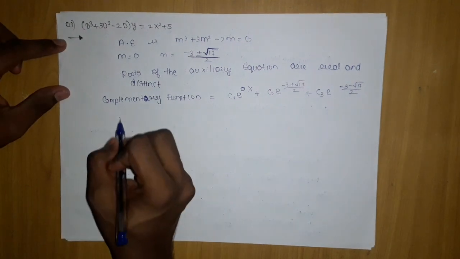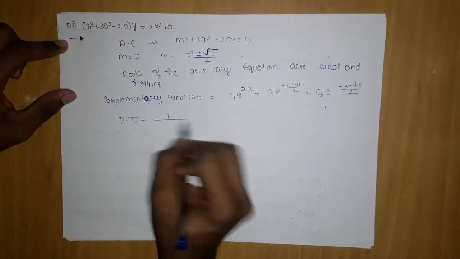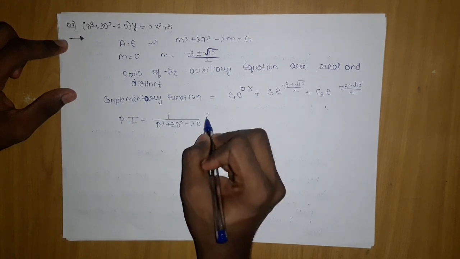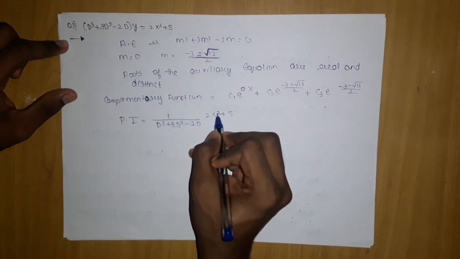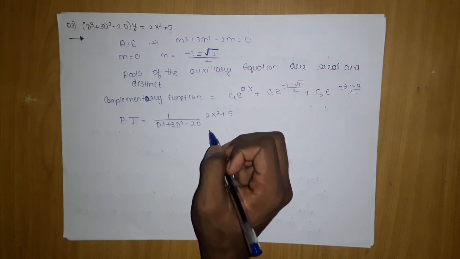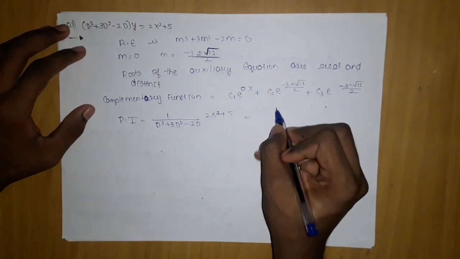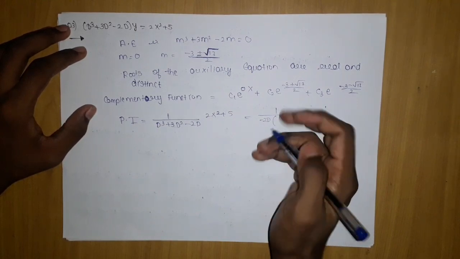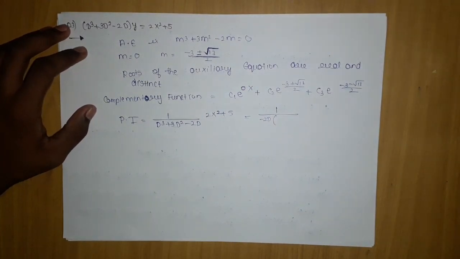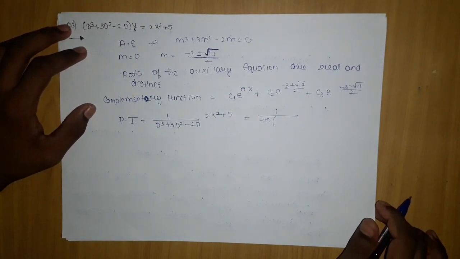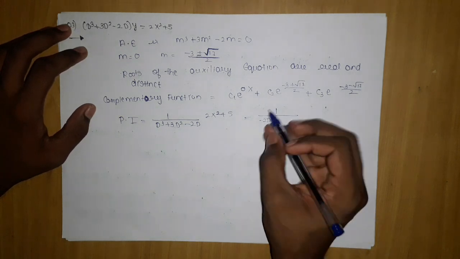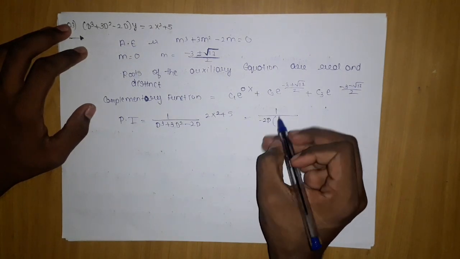Now the particular integral is 1 by (D cube plus 3D square minus 2D) on 2x square plus 5. So what we are going to do, we are going to take the lowest power outside, which will be minus 2D. What error again children do is that they try to take 2D outside instead of minus 2D outside. Try to take the lowest power with that sign outside. Minus 2D we have taken outside.